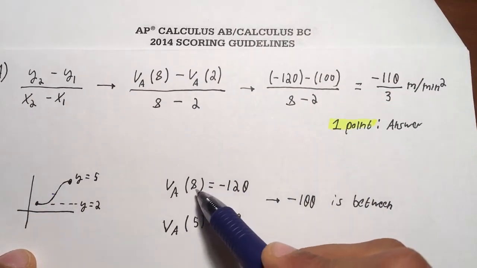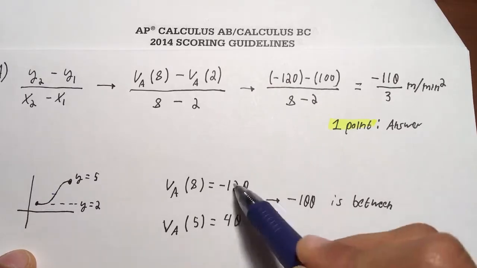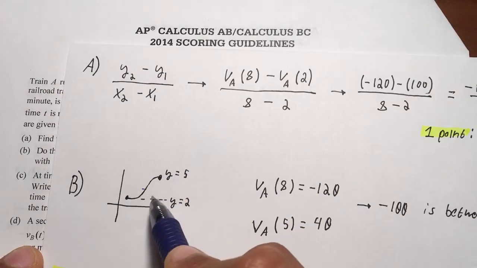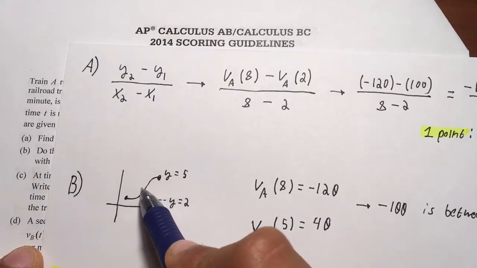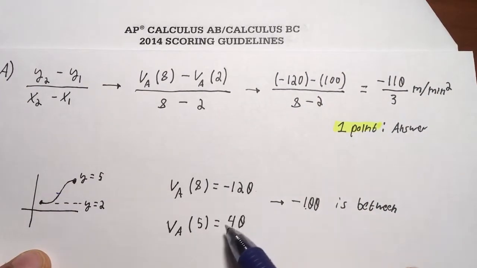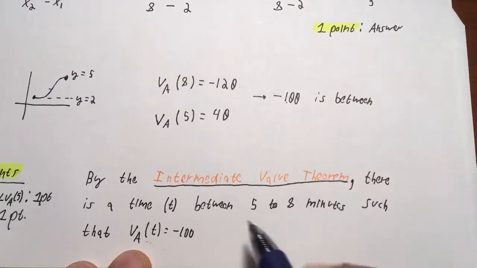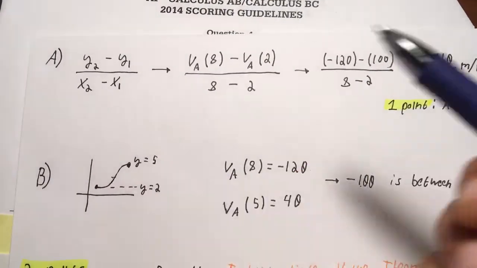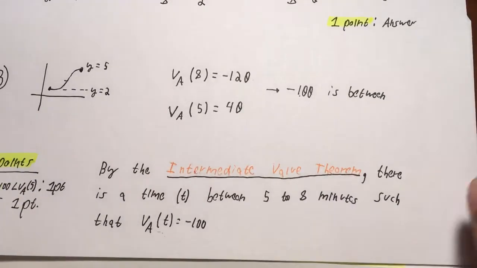So I know my velocity at 8 is negative 120, velocity at 5 is 40, and negative 100 is in between these two values. Just like here, 3, for my example. You don't need to include this in your answer, but for illustration purposes, 3 is between 5 and 2, so I know 3 is going to be included in there. Likewise, negative 100 is between a velocity of negative 120 and 40. And because it's in between there, the keyword, the big concept here, is the intermediate value theorem. It simply states that if f is continuous, there's going to be a middle value that's in between these two bounds.